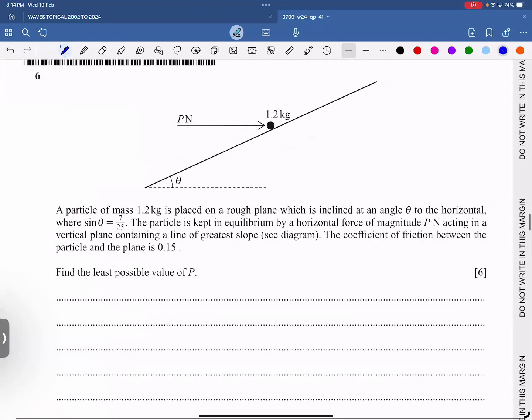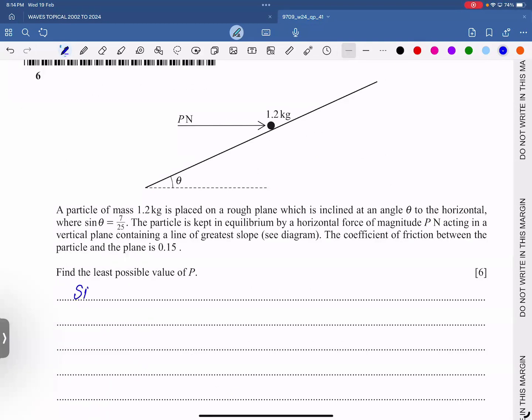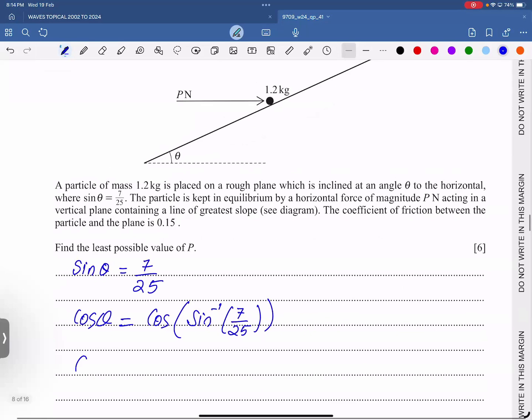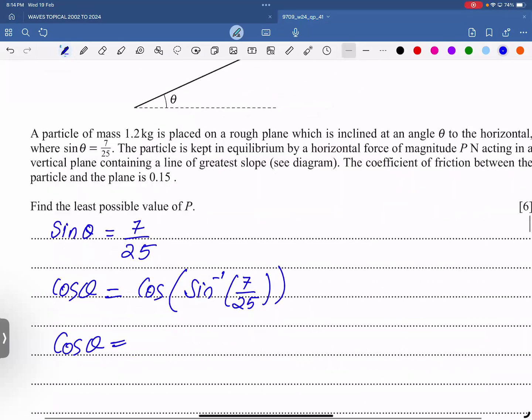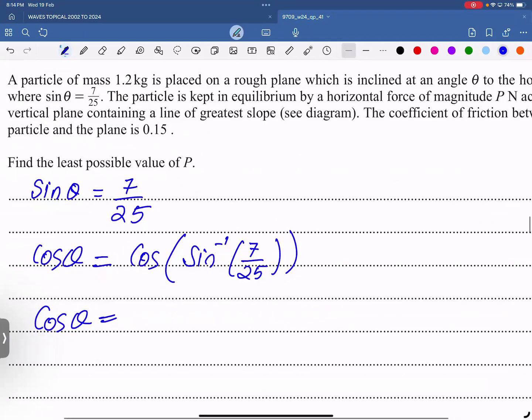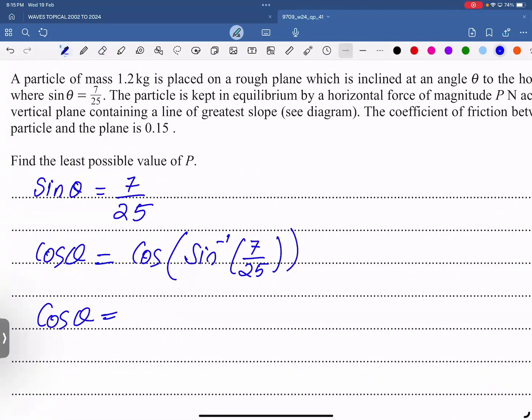Inclined plane. A particle of mass 1.2 kilograms is placed on a rough plane which is inclined at an angle theta to the horizontal. Sine theta is equal to 7/25. If you want to calculate theta, fine. If you just want cosine theta, you will do cosine of sine inverse of 7/25. Or you can first find just the exact fraction. So cosine theta, my dear students, is 24/25.